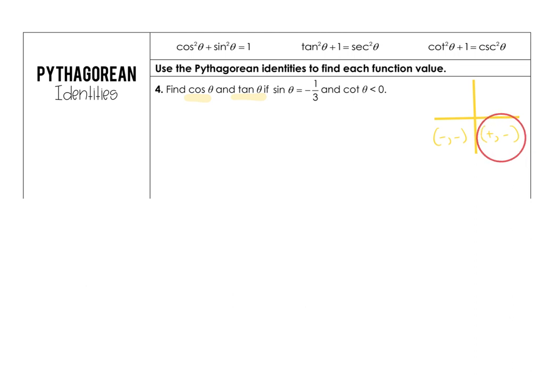Once I've determined that, I'm going to use my Pythagorean identities. The first thing I'm looking at is they want me to solve for cosine. They have given me sine. Which Pythagorean identity am I going to use? So I'm going to use sine squared plus cosine squared equals 1. I'm going to fill in what I know. I know my sine. My sine is negative 1/3. So I'm going to say negative 1/3 squared plus cosine squared equals 1.